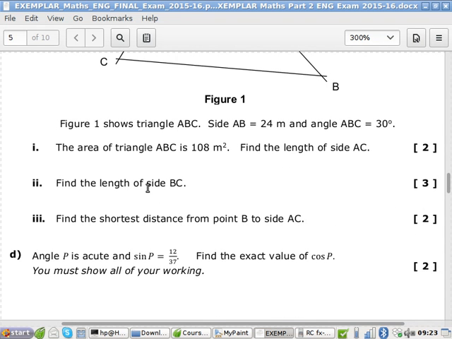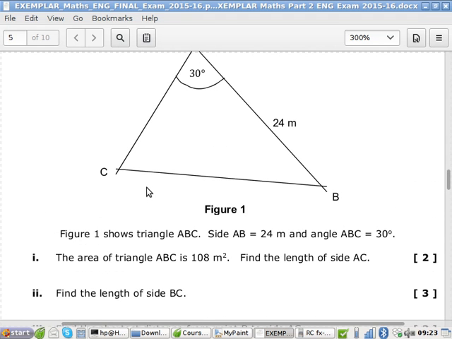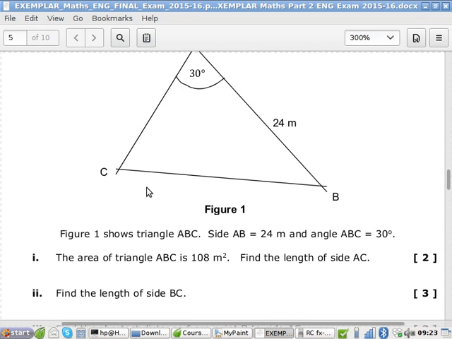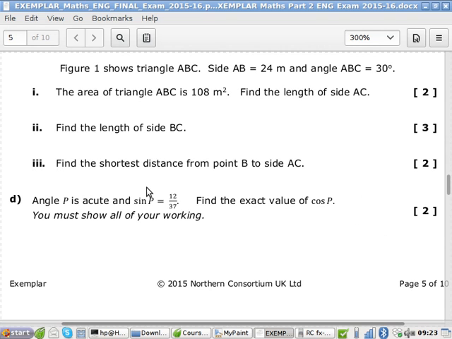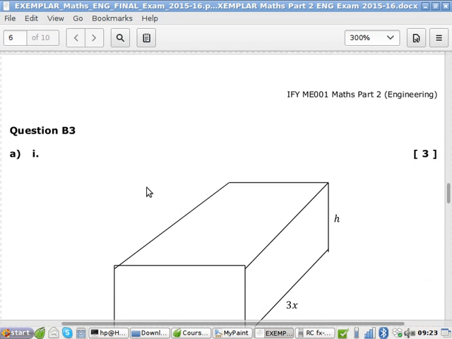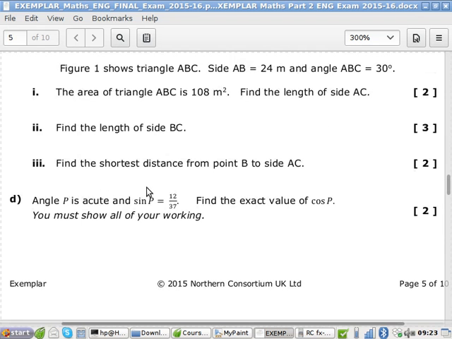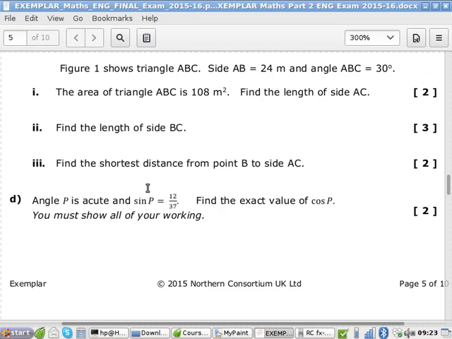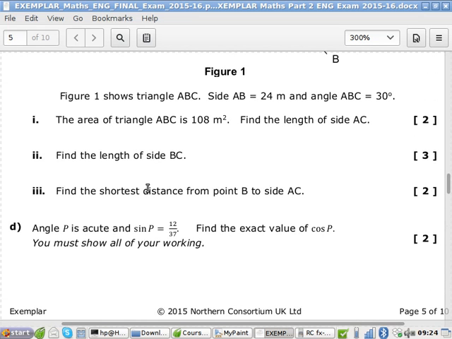108 equals 4b cosine 30. 180 or 108? The area. Yeah, 108. 4b cosine 30. So we did this one in the revision class with the science students. So it means that in their science exam, they got this question as well. Okay, D, we didn't do D. So we'll finish this question by doing D.